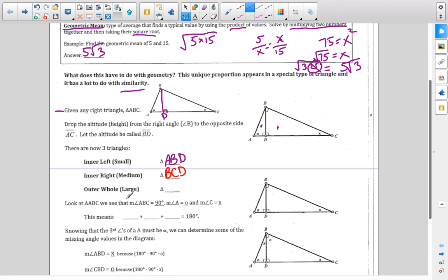And then the outer large triangle, which is everything we started with, ABC. Let's see, our hypotenuse is here and our long leg is here. So we're going to call it ACB.